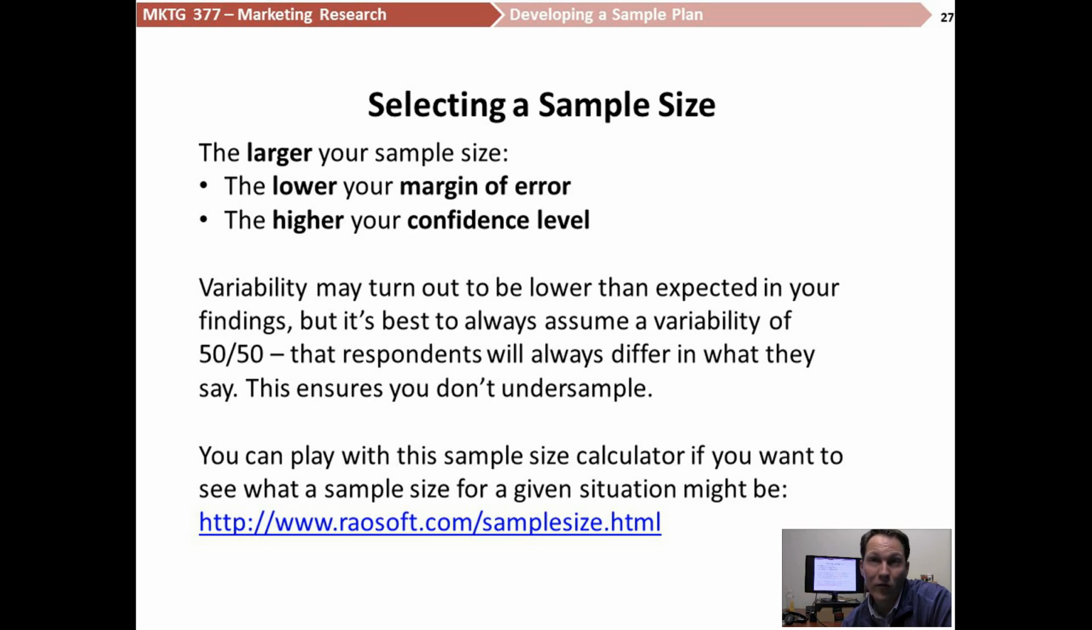Now, if you have historical data to go on and you're relatively certain about your variability, you can lower that threshold if you want to, but I wouldn't recommend it unless you really know what you're doing. If you become a professional marketing researcher, that's a consideration that you really need to weigh carefully to make sure that you don't undersample, because undersampling means that your data might not be real great.